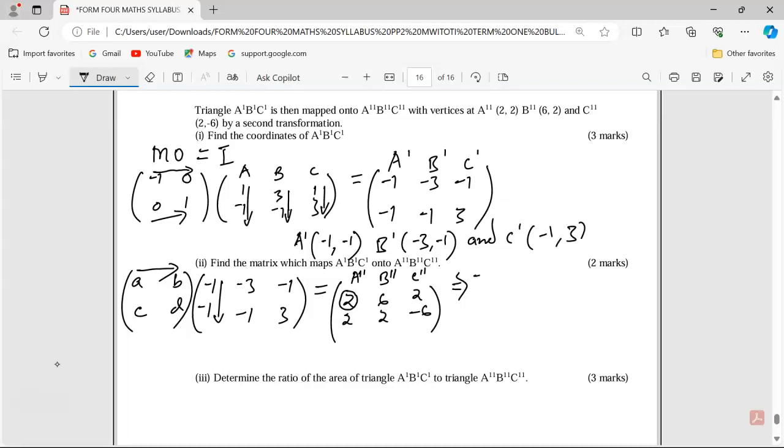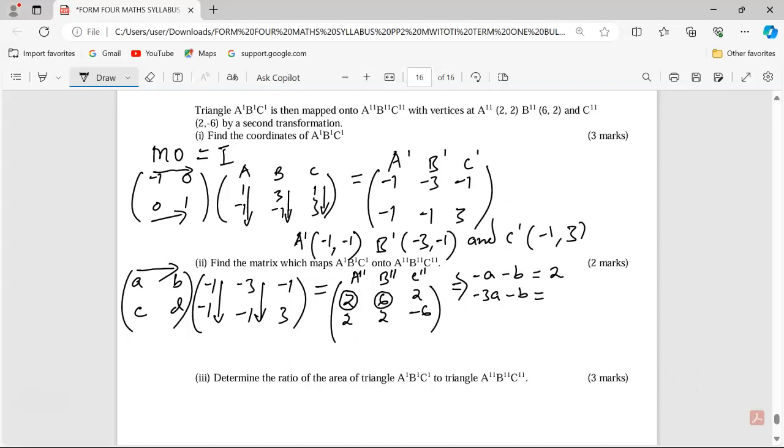Therefore, -a minus b should give us 2. Again, the same row and the next column should give us the next element, which is a 6. Therefore, -3a minus b should give us 6. Therefore, we can solve using the matrix method. Not even the matrix method, I think we can use elimination, because already the coefficients of b are equal. So we subtract downwards now.